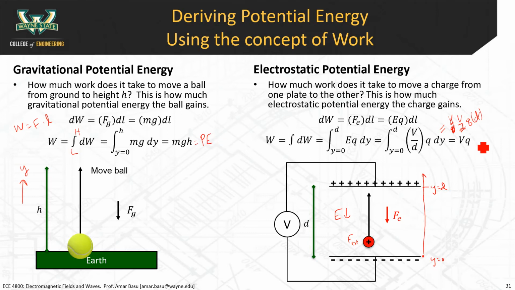Potential energy of that charge is equal to V times Q. So let's look at the similarities and differences between them. A major difference is that in the case of the gravitational potential energy, it depends on the distance that was moved, this height factor here. How far you move the ball above the Earth's surface determines how much potential energy you have.